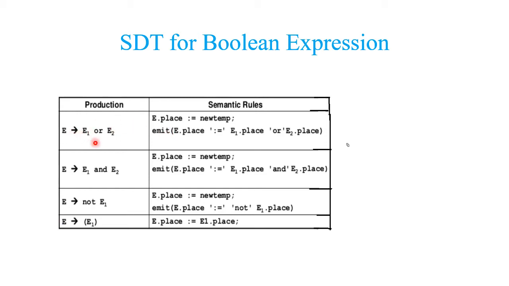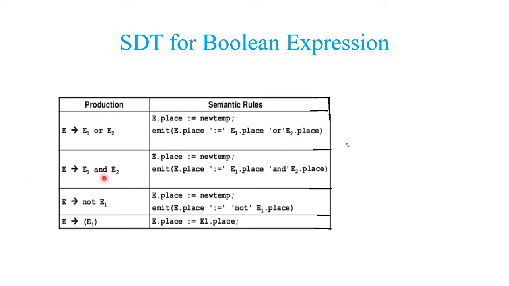E gives E1 or E2. The corresponding semantic action is, when we see this E gives E1 or E2, we have to create a temporary variable to store the value of E1 or E2. E dot place equal to new temp. New temp is a function which creates a new temporary variable. E dot place: place is an attribute which holds the current value of E. Emit is a function which creates a three address statement. So emit E dot place equal to E1 dot place or E2 dot place.